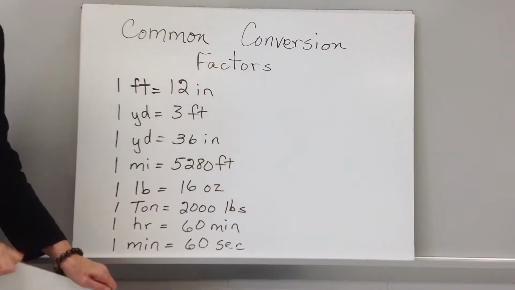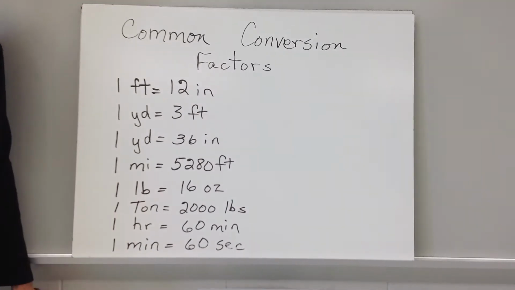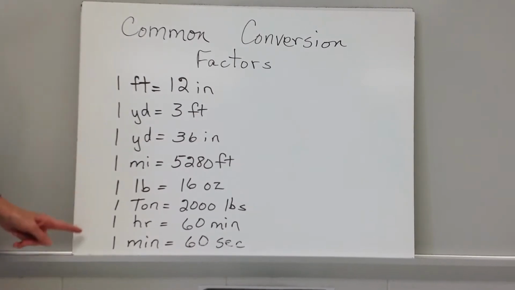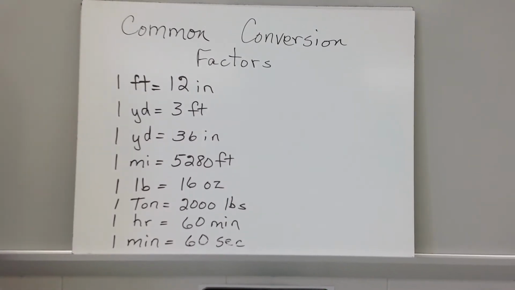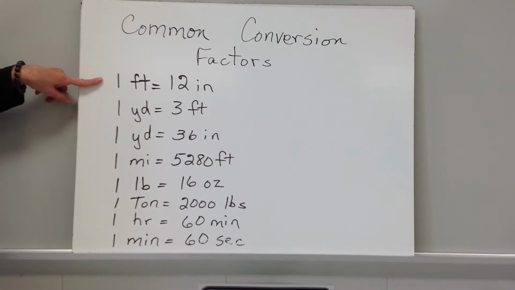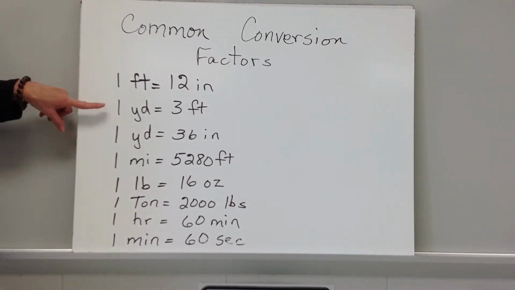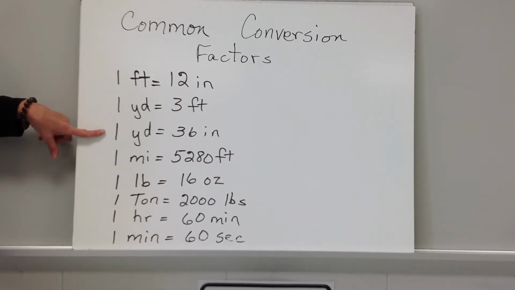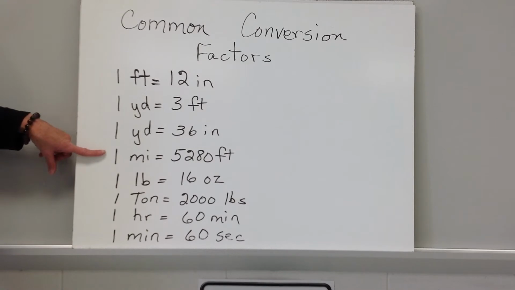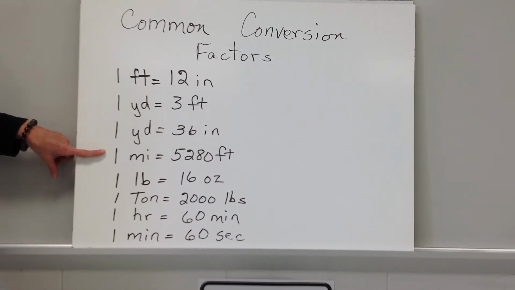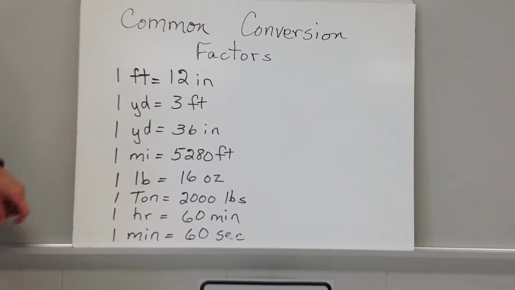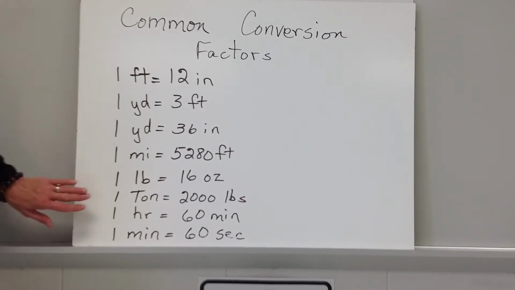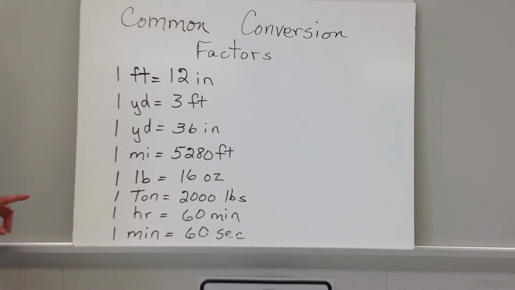Now there are some common conversion factors that you need to know. So at this point in the video, you may want to pause it and copy these down if you don't already know them. 1 foot is 12 inches. 1 yard is 3 feet. 1 yard is 36 inches. 1 mile, 5,280 feet. 1 pound, 16 ounces. 1 ton, 2,000 pounds.